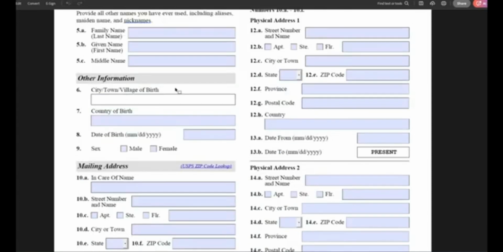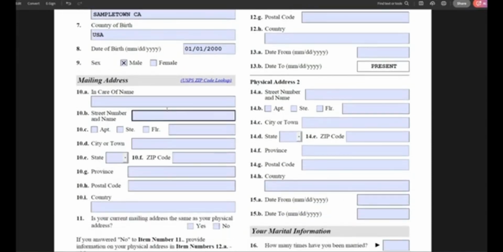Next, provide the place where you were born. And it doesn't ask for the state here, but you can provide it anyway in case your city or town has a very commonly used name. And the country of birth, as well as your date of birth and your sex. Moving on, provide your current mailing address. In care of name refers to anyone who is receiving mail on your behalf. If you are residing and receiving mail at your address, you can simply leave this entire first line blank.